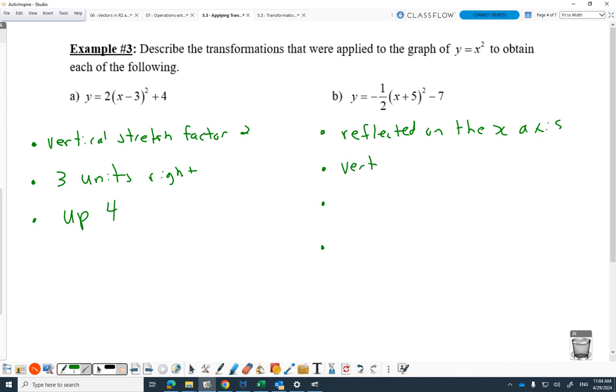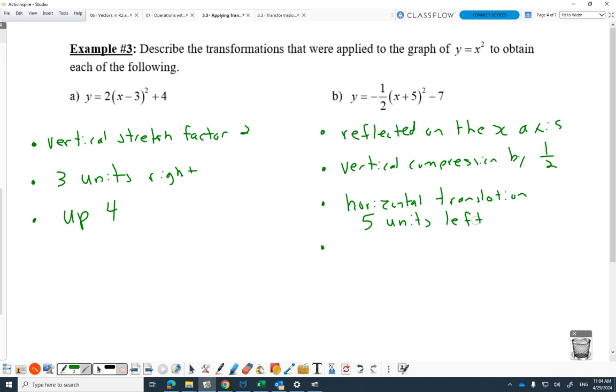Vertical compression by 1/2. If you multiply things by 1/2, you make them smaller. Go, keep going. 5 units. I'm going to write the fancy words. You don't have to. I'm going to write the fancy words just in case the textbook does, okay? Horizontal translation, 5 units left. That's how they'll write it.